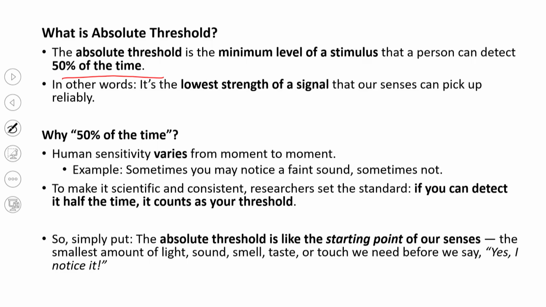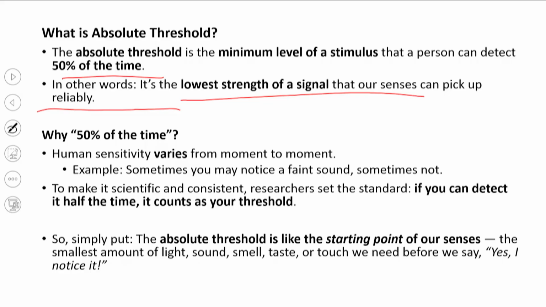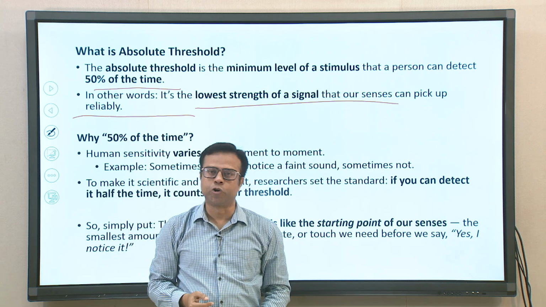So, in other words, it is the lowest strength of a signal or stimuli that our senses can pick up reliably. What is the minimum of that sound? What is the minimum of that light that we can detect? This lowest strength of signal or stimuli that our sense organs can detect is called the absolute threshold, but that should be detected at least 50% of the time when presented again and again. Why this 50% time? Just to make it more reliable.